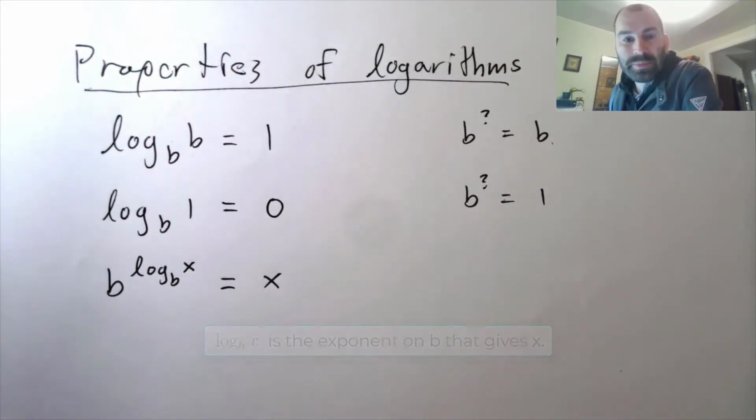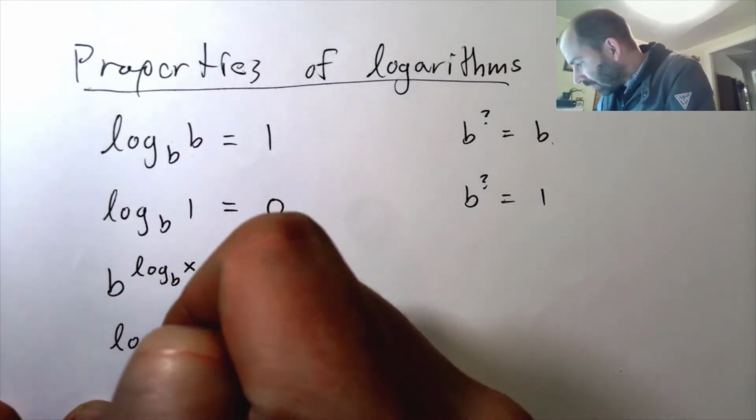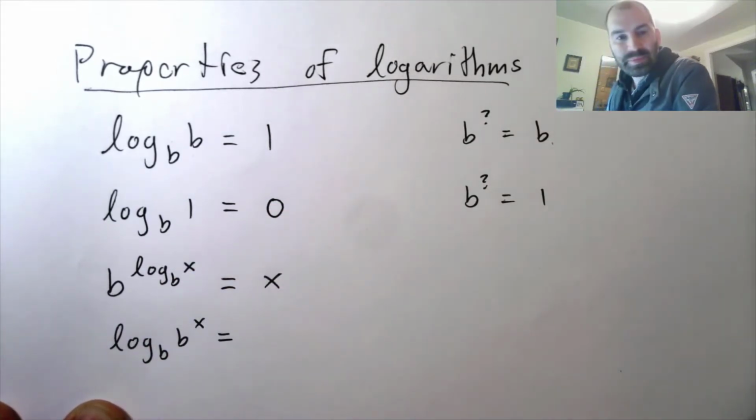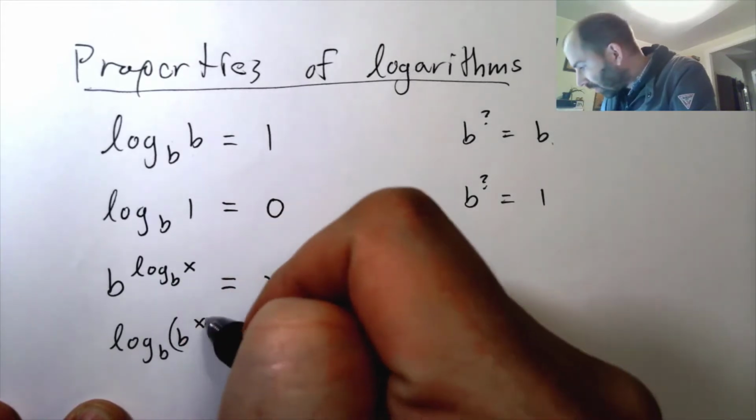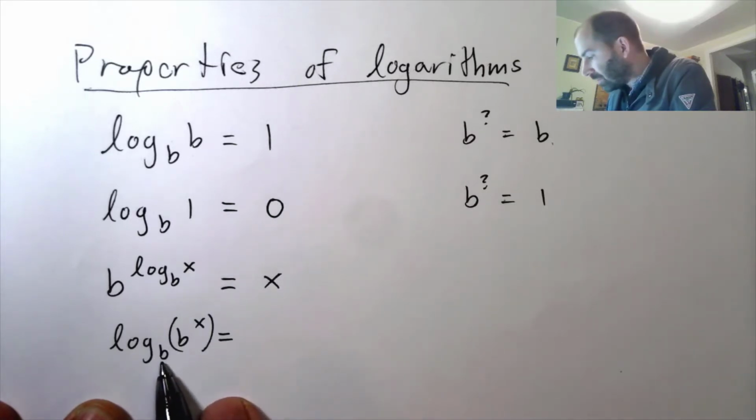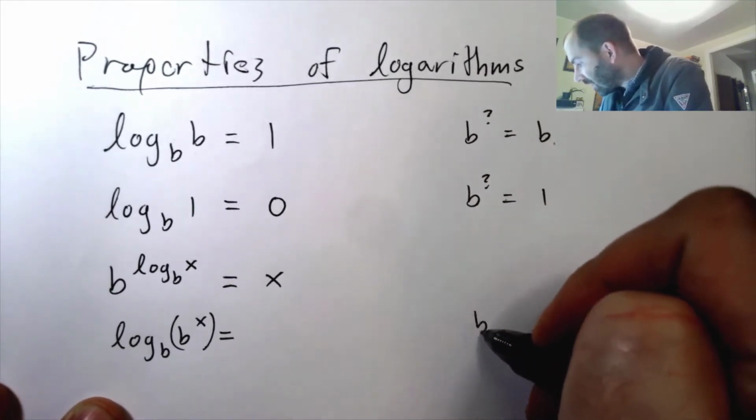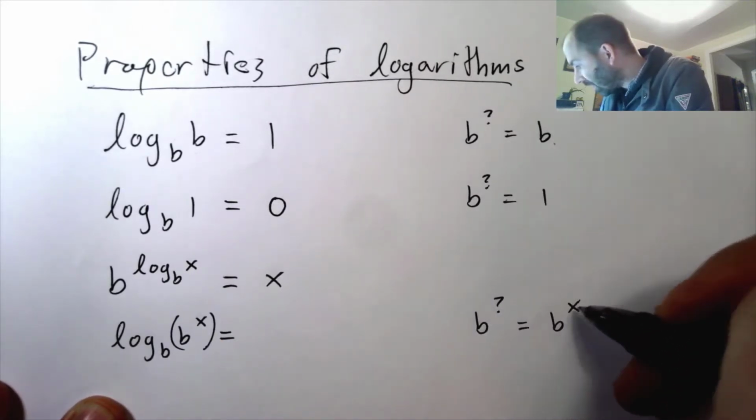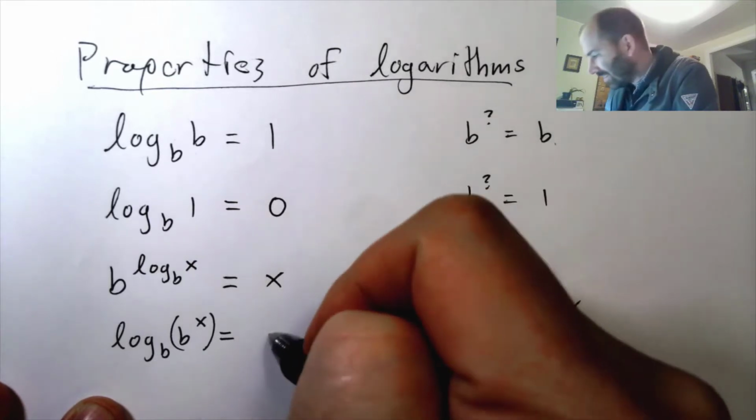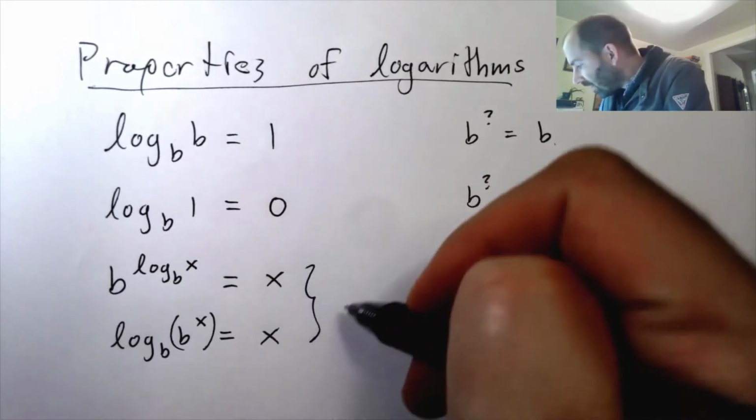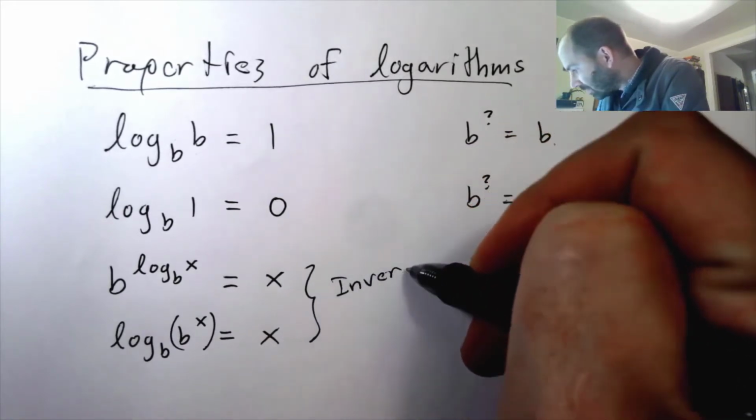There you go. And you can do it the other way around too. You can do log base b of b to the x. So here I'm plugging b to the x into the logarithm function. So log base b of something, well that's the exponent on b that gives this something, right? So b to the what equals b to the x. Oh, it must be x. So again, it does the same thing. These are called the inverse properties of logarithms.